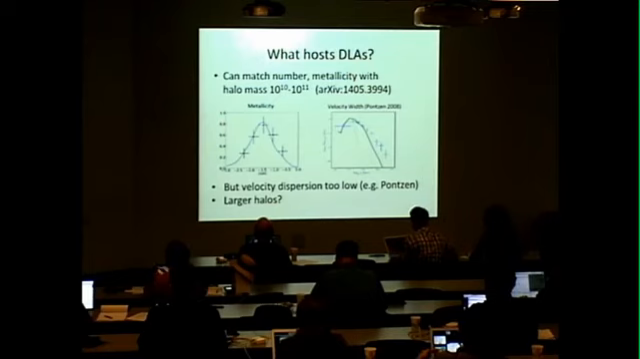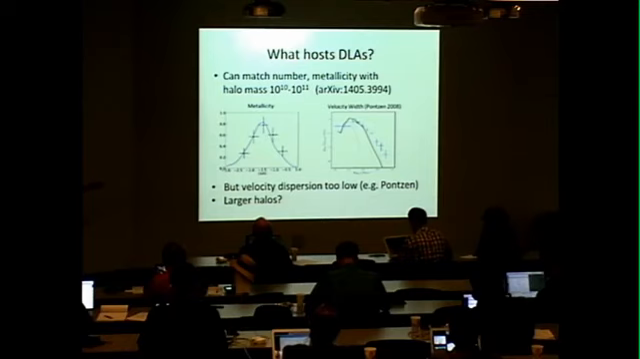So what hosts these things? It's been known for a while, I think, and we showed explicitly for our simulations in this paper, that you can match the number density, the abundance and the metallicity of them with halo masses between 10 to the 10 solar masses and 10 to the 11 solar masses, so a little bit small halos. This is the DLA metallicity. You can see that it's somewhat less than solar.